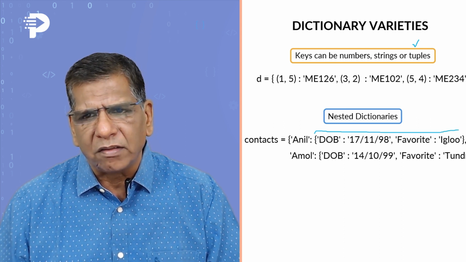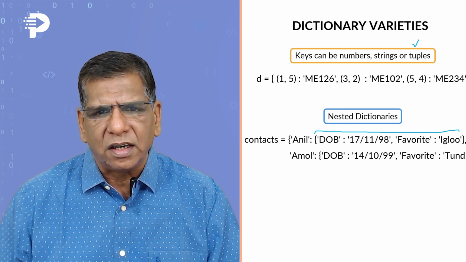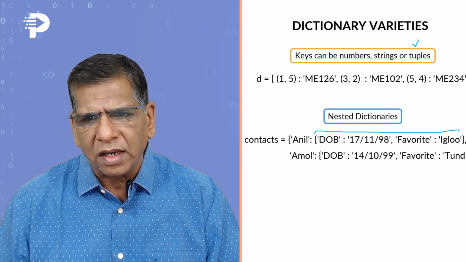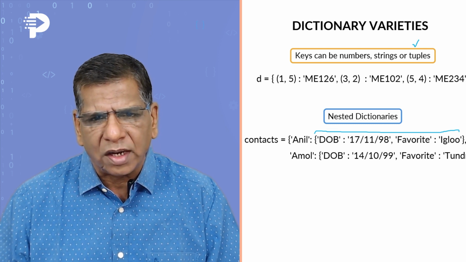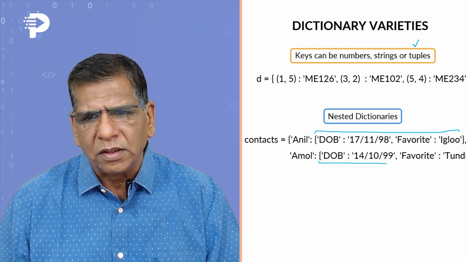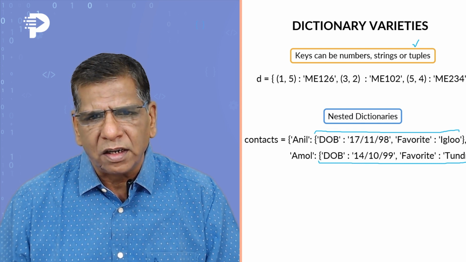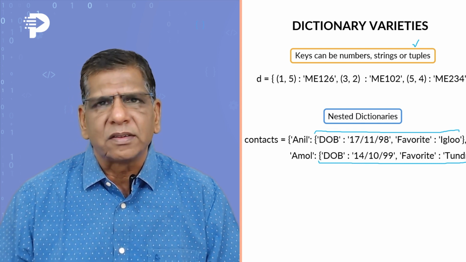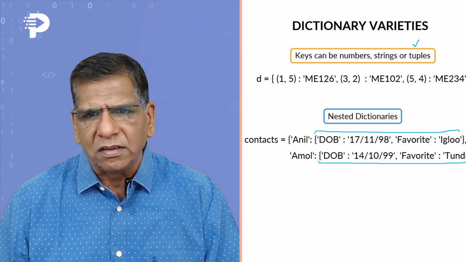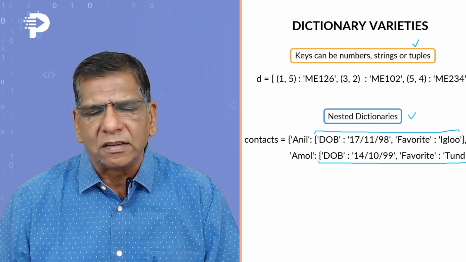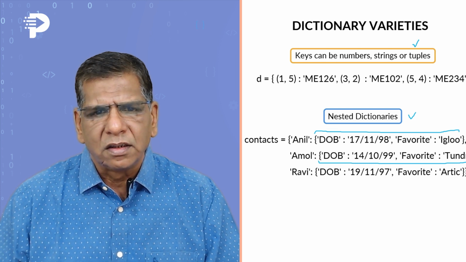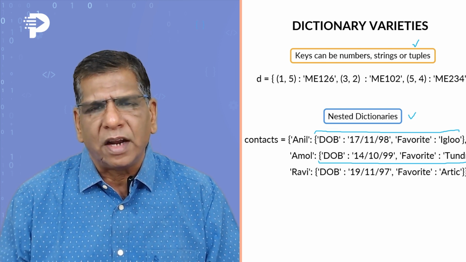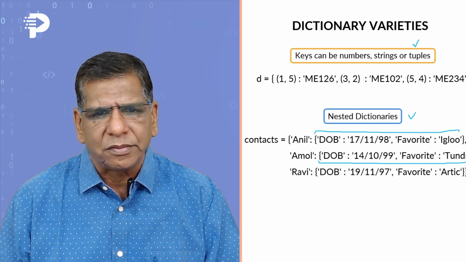But the value itself is a dictionary containing key value, again a key value. Similarly, against Amol you are storing another value, which in itself is a dictionary containing 2 key value pairs. So nested dictionaries is something which can indeed exist. This is the third key value pair, Ravi, and value is again a dictionary.